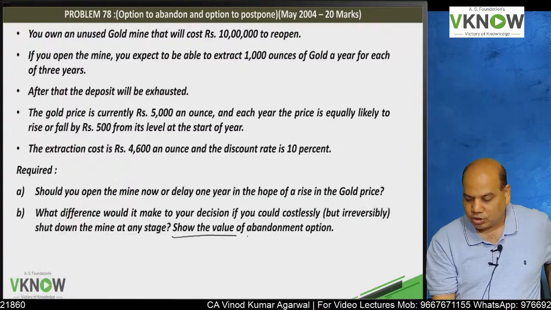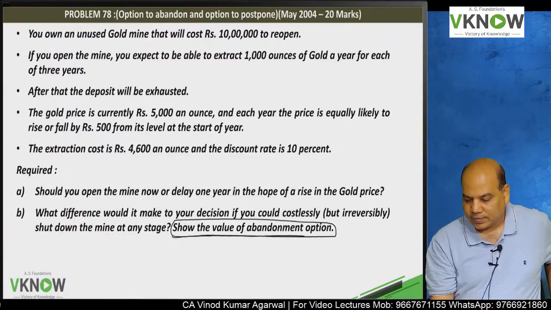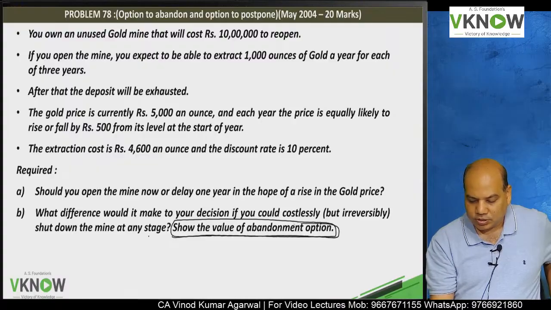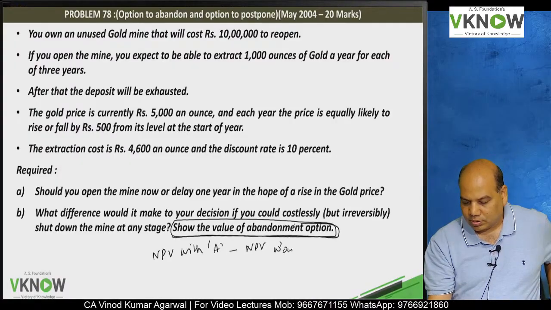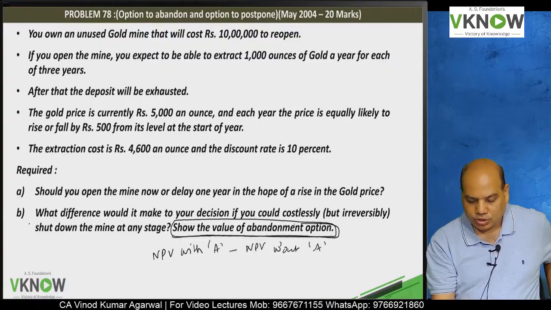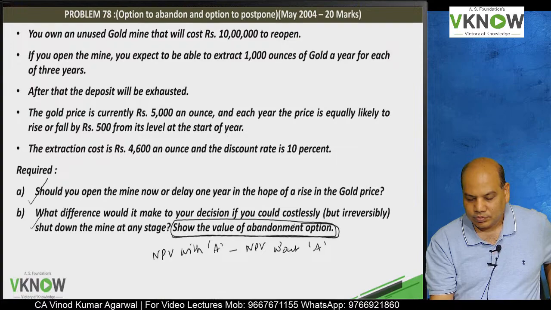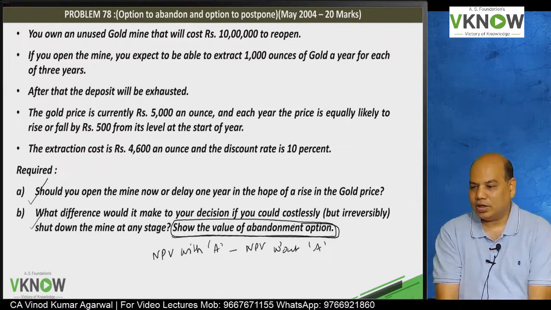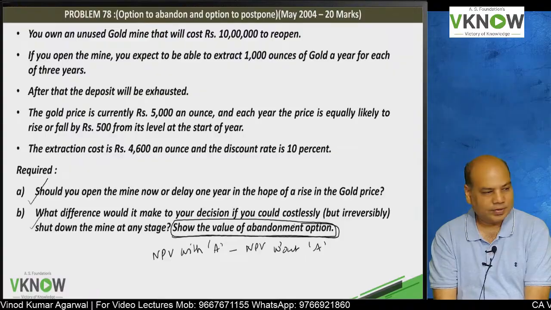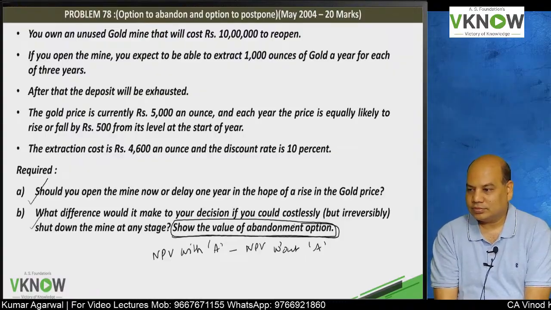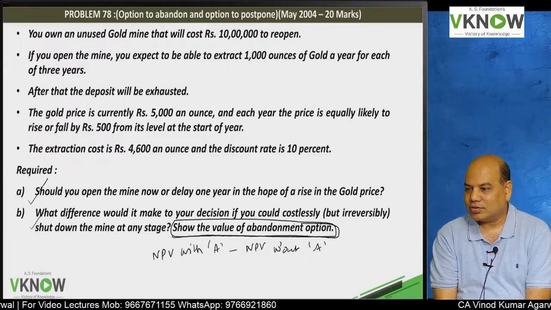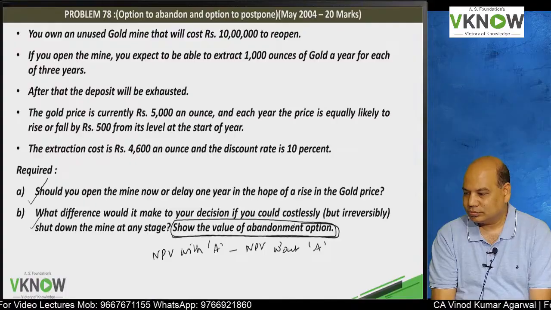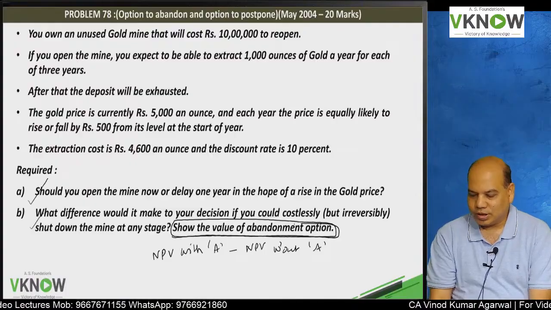One more question, show the value of abandonment option. Value of abandonment option means NPV with abandonment minus NPV without abandonment. So this answer minus this answer will be the value of abandonment option. Is it right? Do you want the answer today, or should we exercise the option to postpone? Postpone or today?